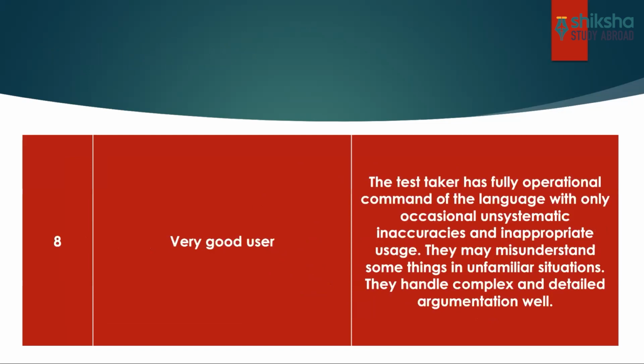All right, coming to the 8 band, 8 means very good user, slightly lower than 9, you can say. Then the test taker has fully operational command of the language with only occasional unsystematic inaccuracies and inappropriate usage. Okay, so very slight minor mistakes. They may misunderstand some things in unfamiliar situations. They handle complex and detailed argumentation well. So this is all about band 8.